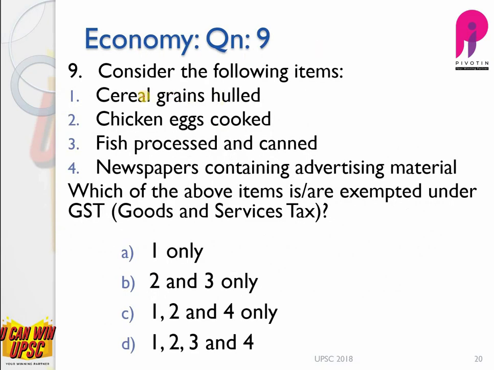Question number 9. This is regarding a straight fact again. Cereal grains hulled, chicken eggs cooked, fish processed and canned, newspapers containing advertising material. So which of the following items are exempted under GST? And 1 and 2 are exempted because fresh agricultural items which are unbranded are not subject to GST. And let's take a look into options 3 and 4. 3. Fish processed and canned are subject to 5% GST. And newspapers containing advertising or without advertising material are exempted from GST. Only the advertisers are subjected to GST and not the newspapers. And hence, the answer for this question is C. 1, 2 and 4.